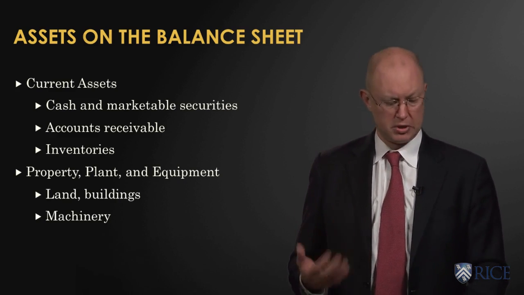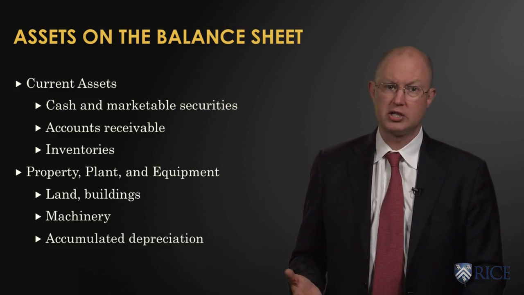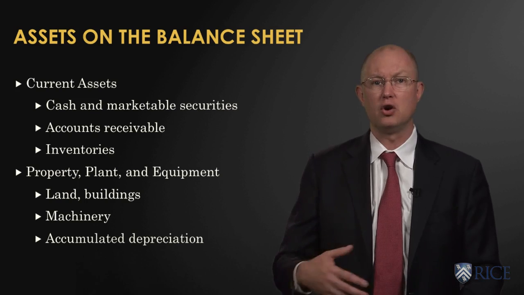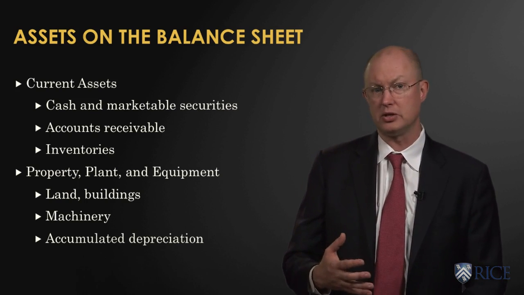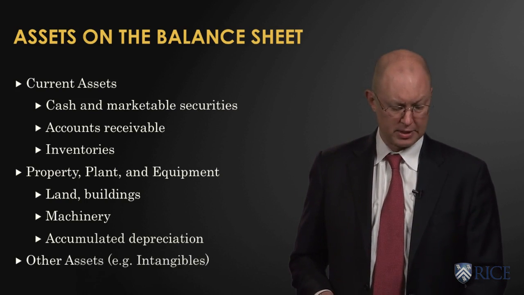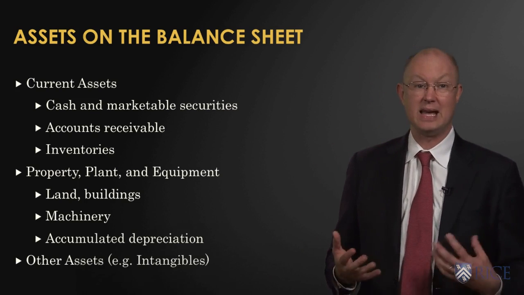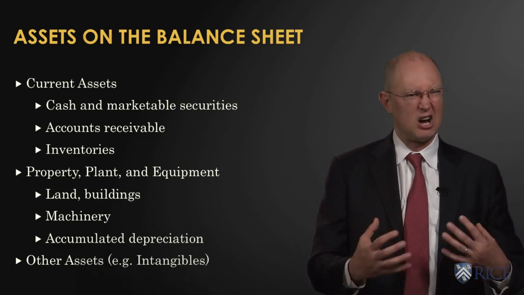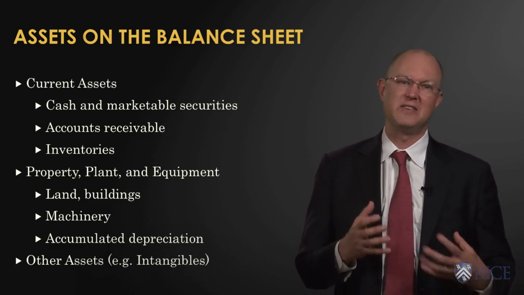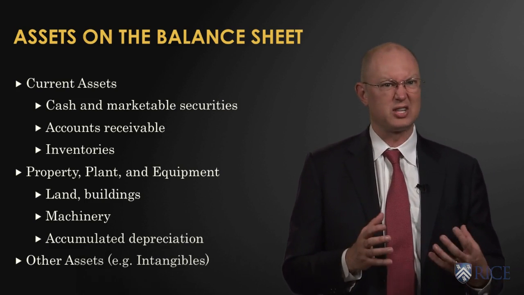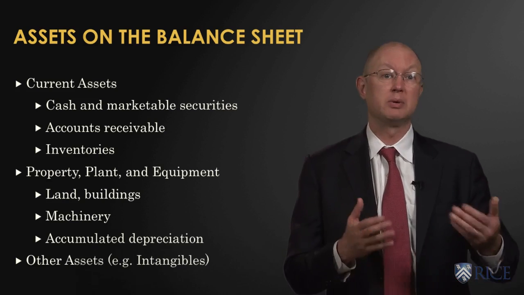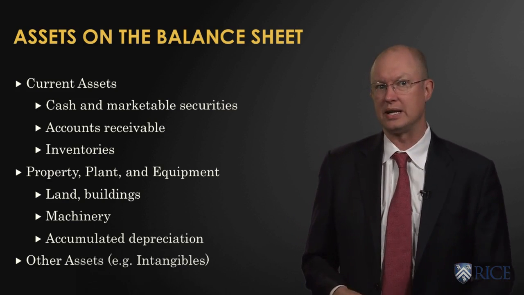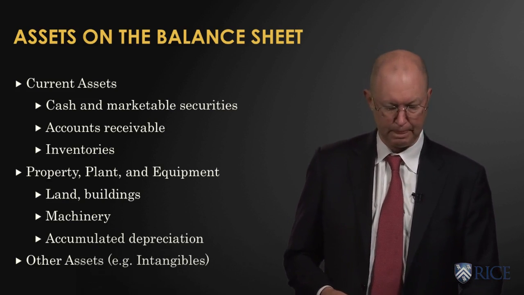Land, machinery, depreciation expenses, all of those things accumulate under the assets on the balance sheet under property, plant, and equipment. And then there are other assets like intangibles. Sometimes in the financial statements we write down assets that are kind of hard to define, like Coca-Cola. What's the value of its brand? That's a hard thing to write down as physical plant, and so we write it down under other assets, under things like intangibles or brand value.